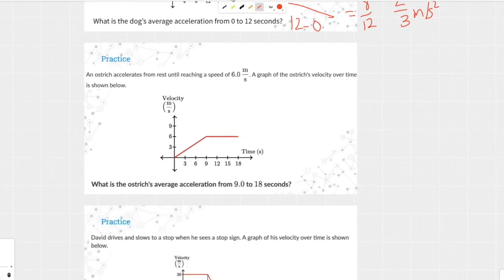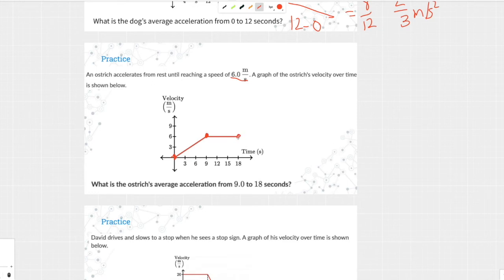Another question. You can try this first and then I'll explain it. An ostrich accelerates from rest until it reaches a speed of 6 meters per second, and it's shown below. So it starts over here, its velocity is 0, then it goes up and up until 9 seconds, it increases velocity, and then it takes a break. The velocity is constant.